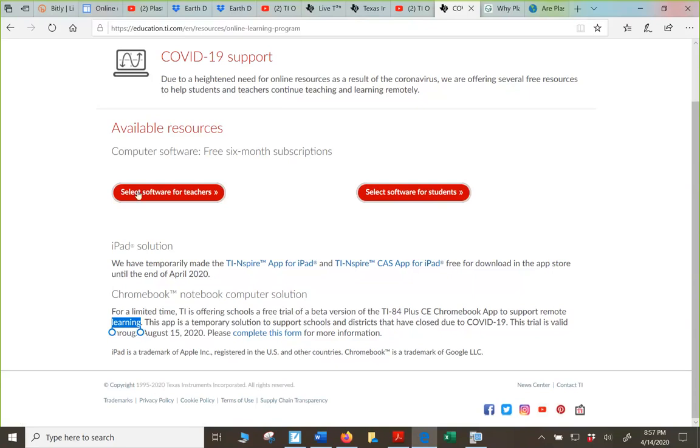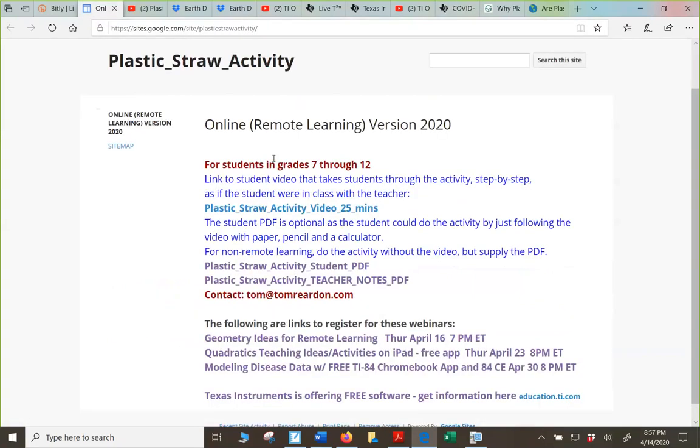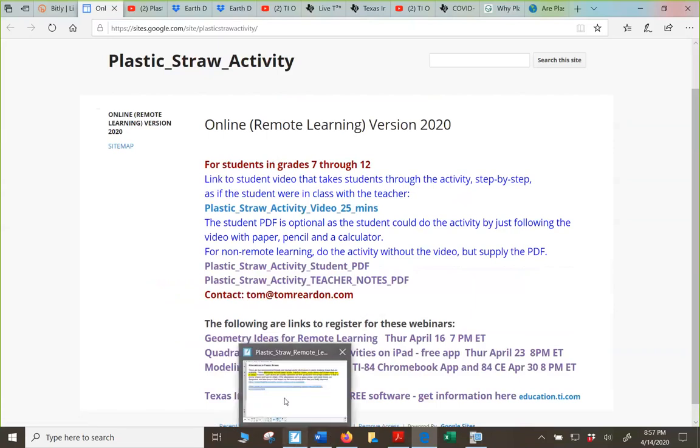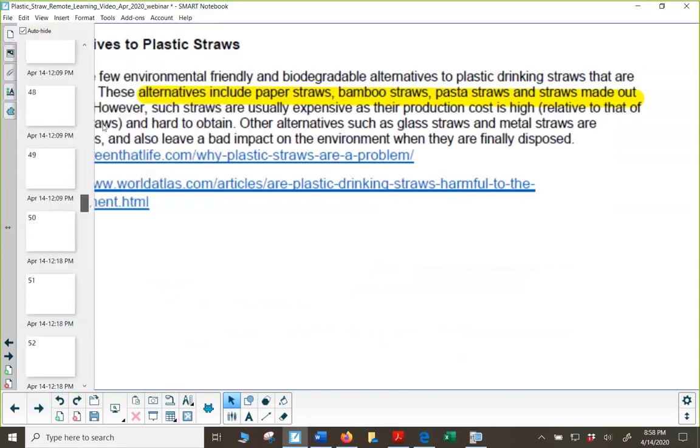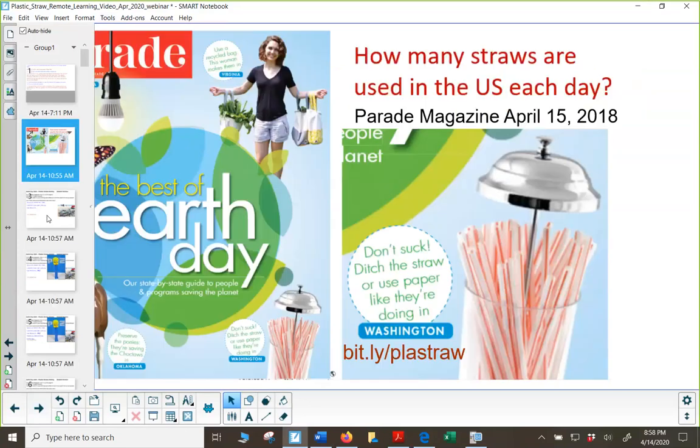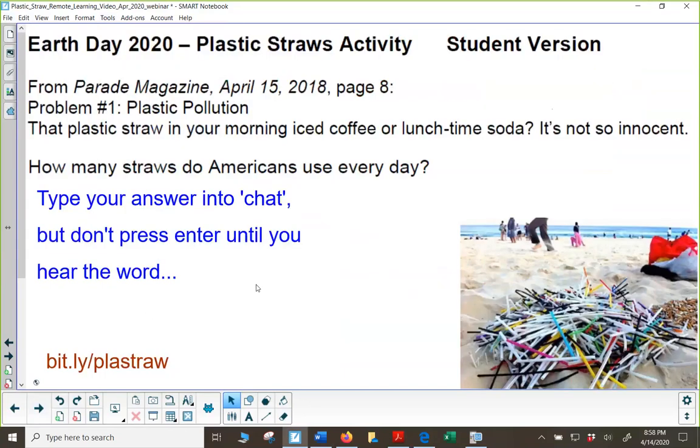So again, I saw somebody asking where do you get the PDFs? This activity right here, and probably the link. Let me show you the link real quick. Sorry about that. So the link is a bit.ly link, and it's right here: bit.ly/plasstraw. I thought that was pretty clever of me. Plastic straw, kind of put it together, all lowercase.